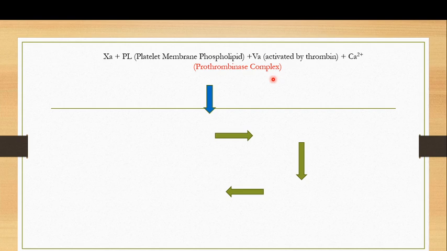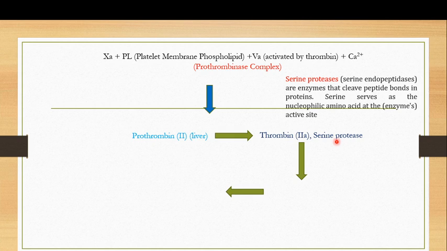And this prothrombinase complex works on prothrombin, which is the inactivated form of thrombin, and this prothrombin is also produced by the liver. When the prothrombinase complex acts on the prothrombin, it is converted into the activated form, which is 2A, also known as thrombin. So thrombin and factor 2 are one and the same thing. This thrombin is also a serine protease.